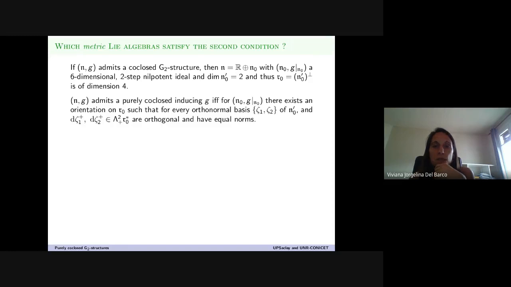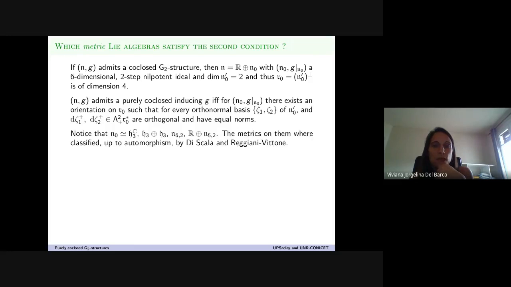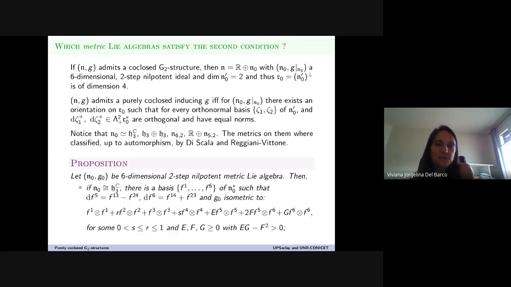So we arrive at dimension 6, and n0 is going to be one of these 4 Lie algebras. And we had the advantage that the metrics on these 4 Lie algebras were classified, also up to automorphism. So for each Lie algebra, we know that there is a standard form for a metric. So we are going to do as in the first case. These metrics were classified by Biscaglia, Reggiani and Vittoni. We found out because Reggiani gave a seminar. So taking their classification, this is only the first case, this is the classification.